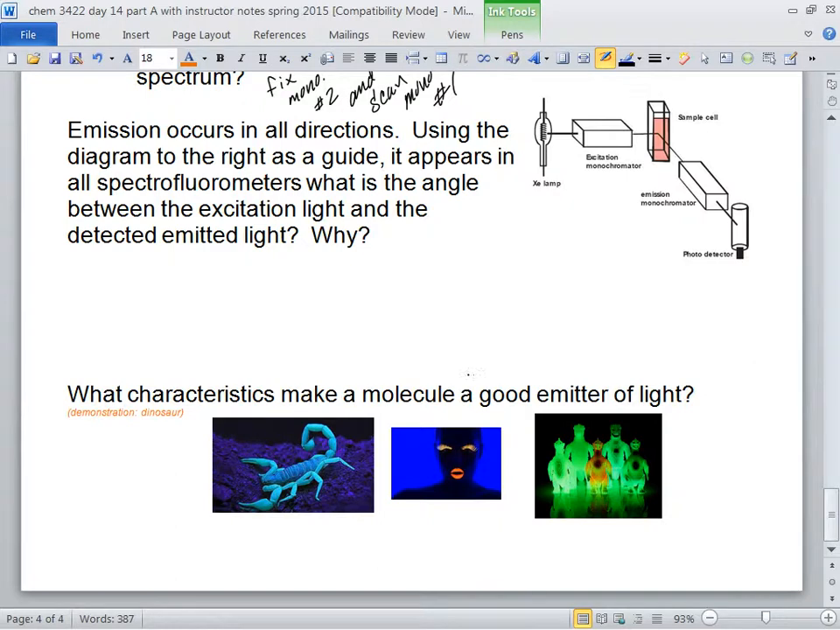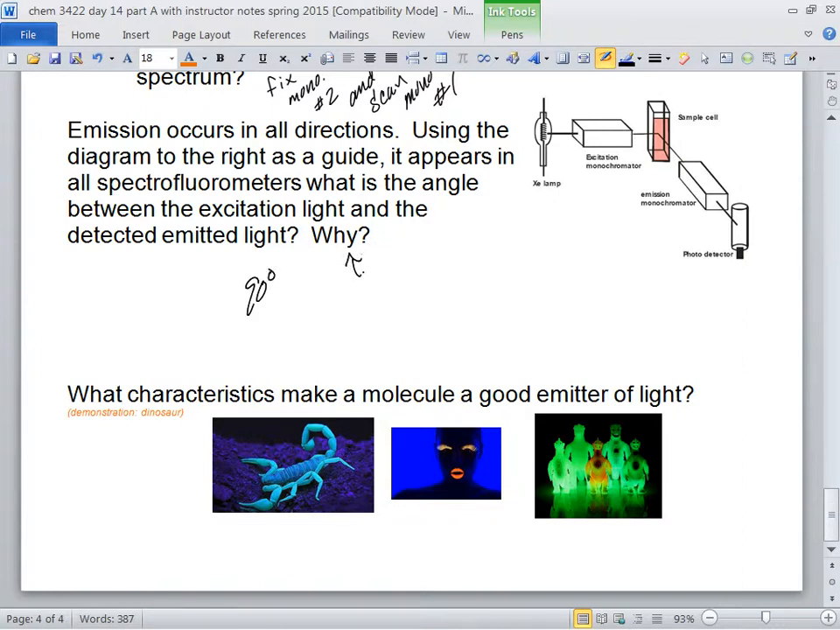Emission occurs in all directions. Using the diagram to the right, it appears all spectrophotometers, what is the angle between the excitation light and the detected emitted light? It's always, what does it look like? All right, it's coming in this way from the xenon lamp, and they're detecting it. That angle they're trying to say is the right angle, 90 degrees.